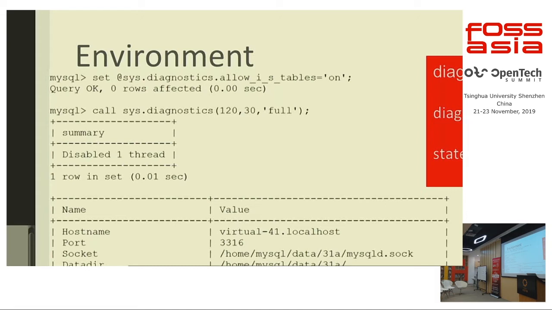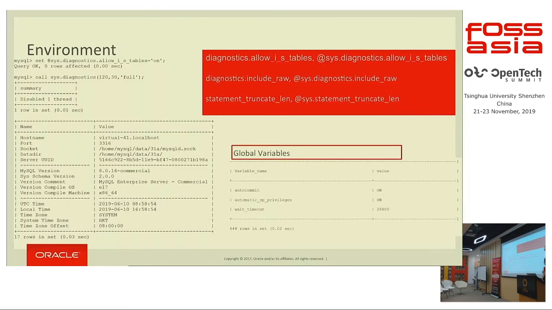And one more thing is that this will repeat every 30 seconds to fetch those statistics. But to use it, you have to turn on one parameter, diagnostics.allow_i_s_tables. This starts fetching all the statistics information to store into the cache, and you can see all the information, including global variables, InnoDB status. It does the show engine innodb status.